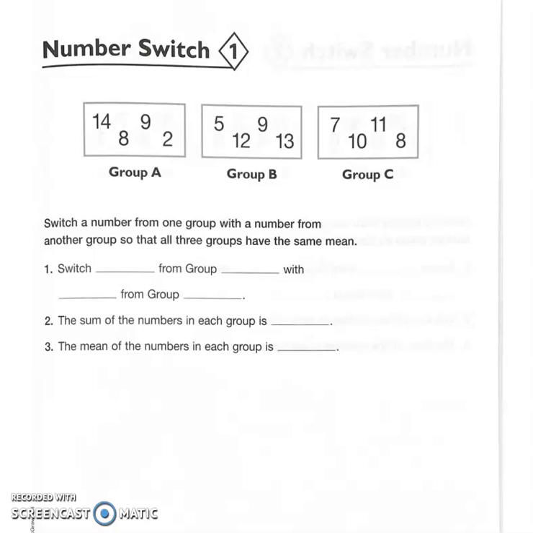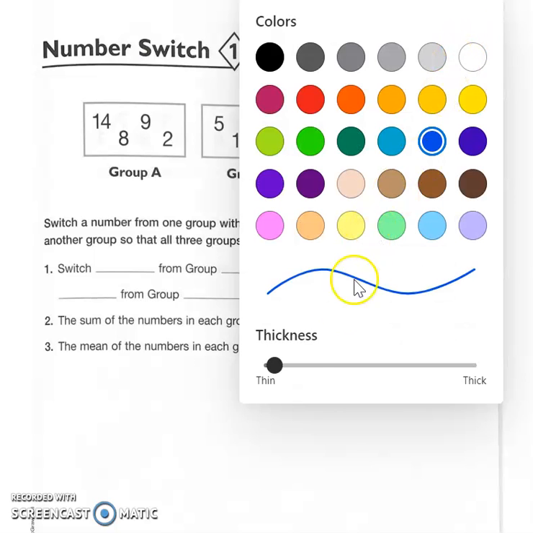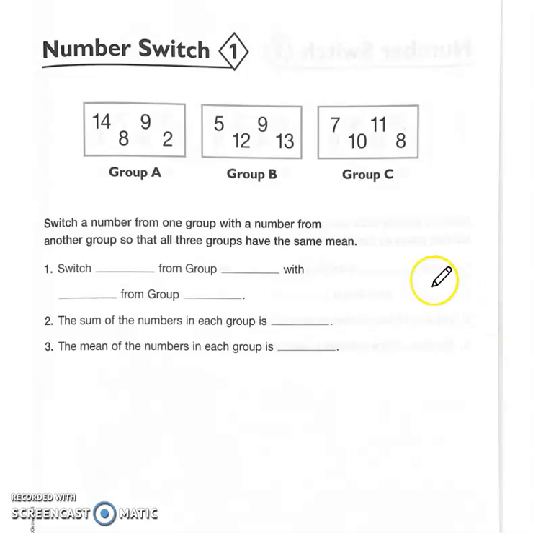Kiddos, in this activity, which is called number switch, you're going to be using some logical reasoning to solve some problems. You're going to be reorganizing some data, and you're going to be figuring out the mean of a set of data. Now, if you're unfamiliar with that word mean, in math, what that word means is the average. So you can see the word right here, mean.